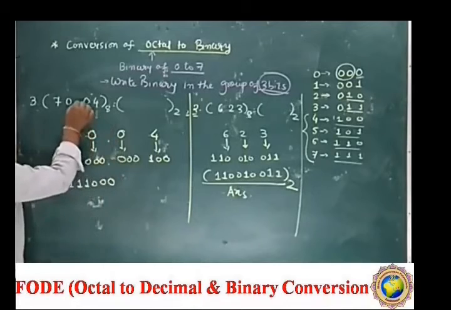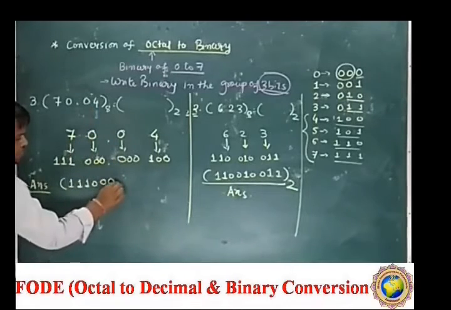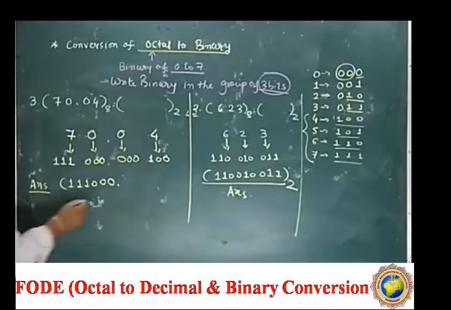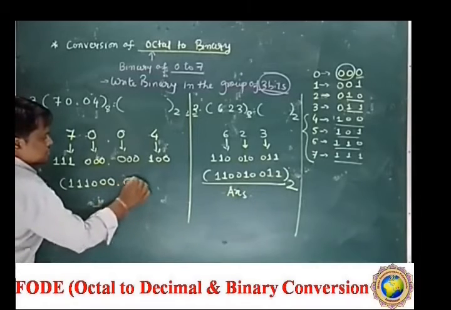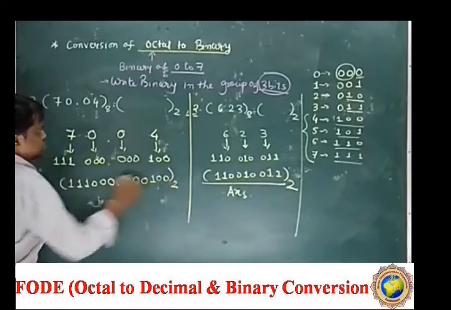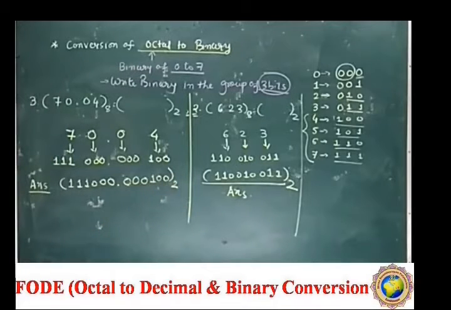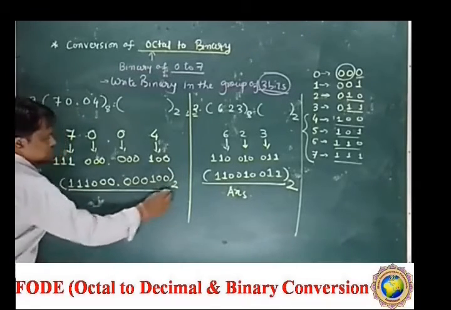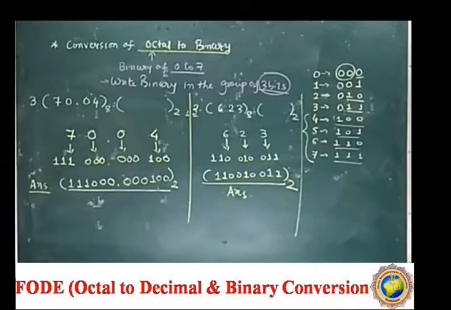So our answer is 111 000. Then in the question there is a point, so we have to put the point here. Then 000 100. So this is our answer. Okay, in this way we can convert. We will see the next example.